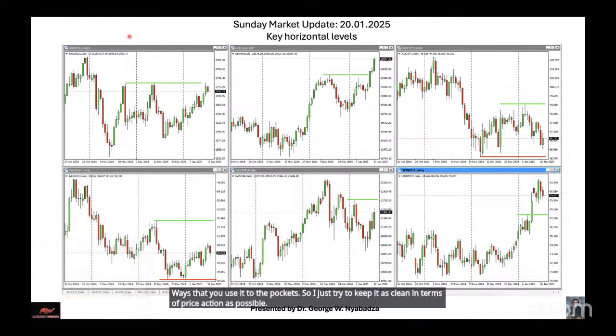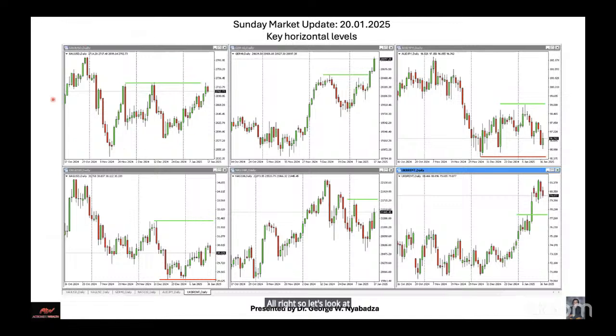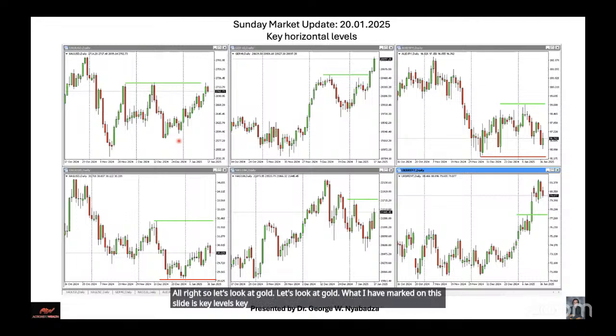All right, so let's look at gold. What I have marked on this slide is key horizontal levels that I think if you trade in these markets, you need to be aware of. I'm using the daily charts here. So trading these markets on the daily, whatever your strategy is, you've got to be aware of these key levels.